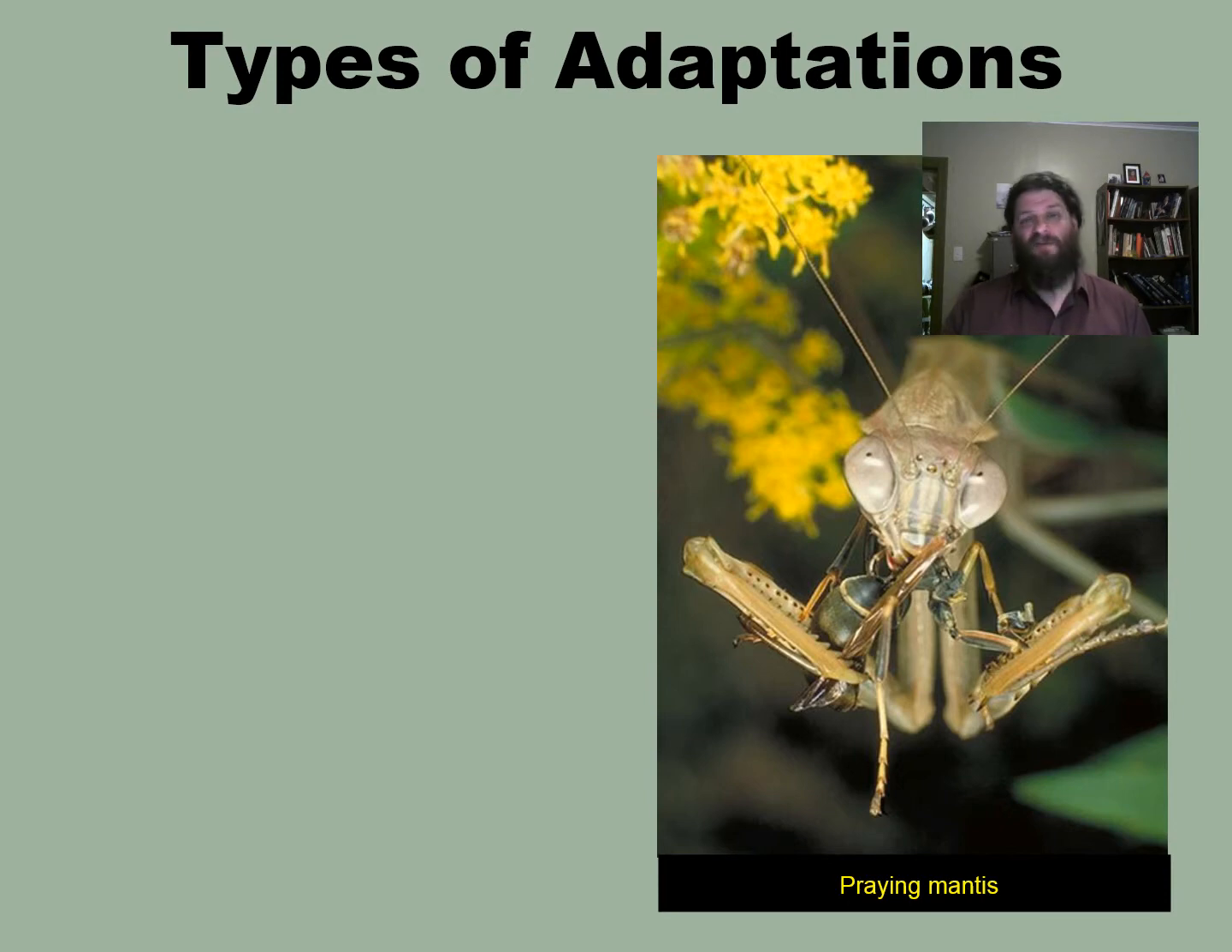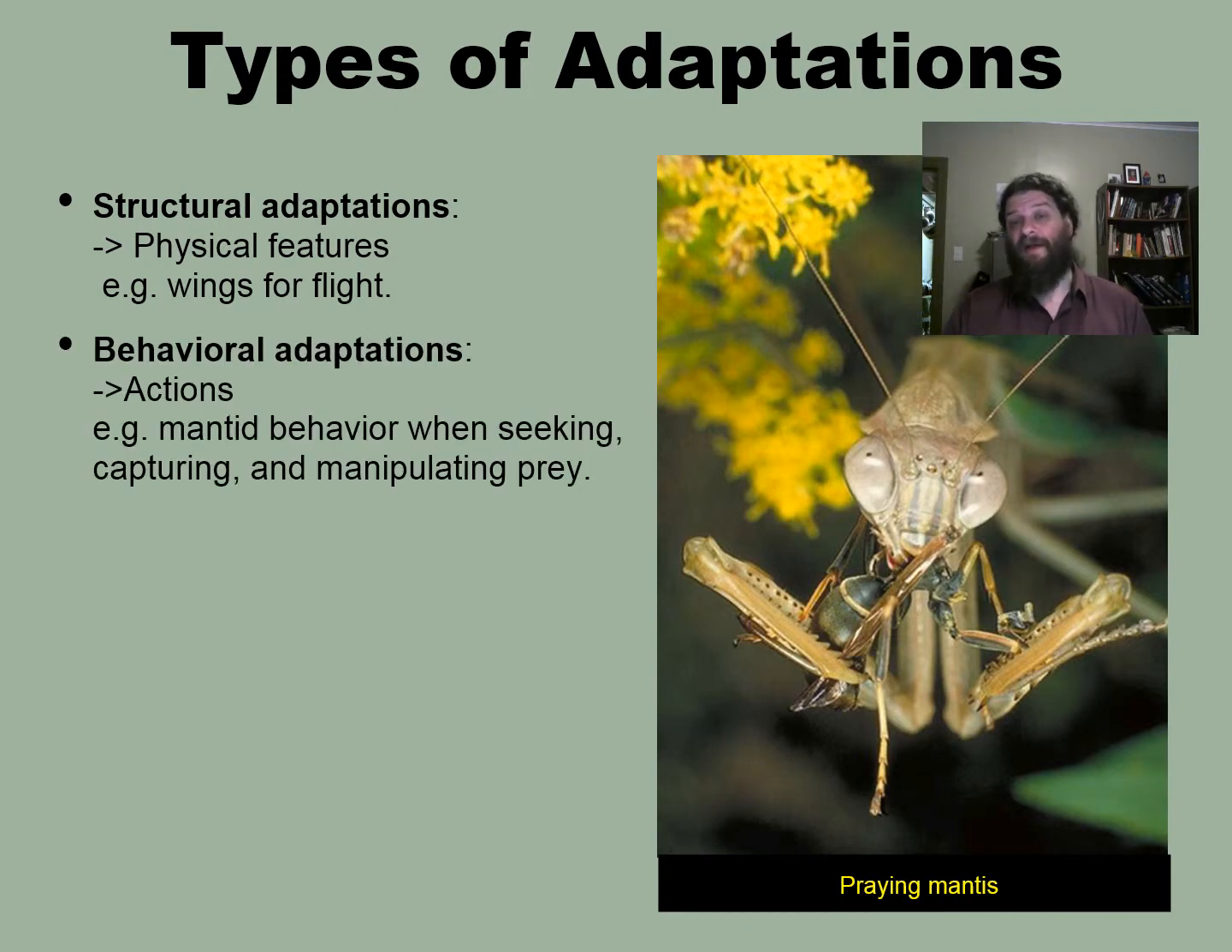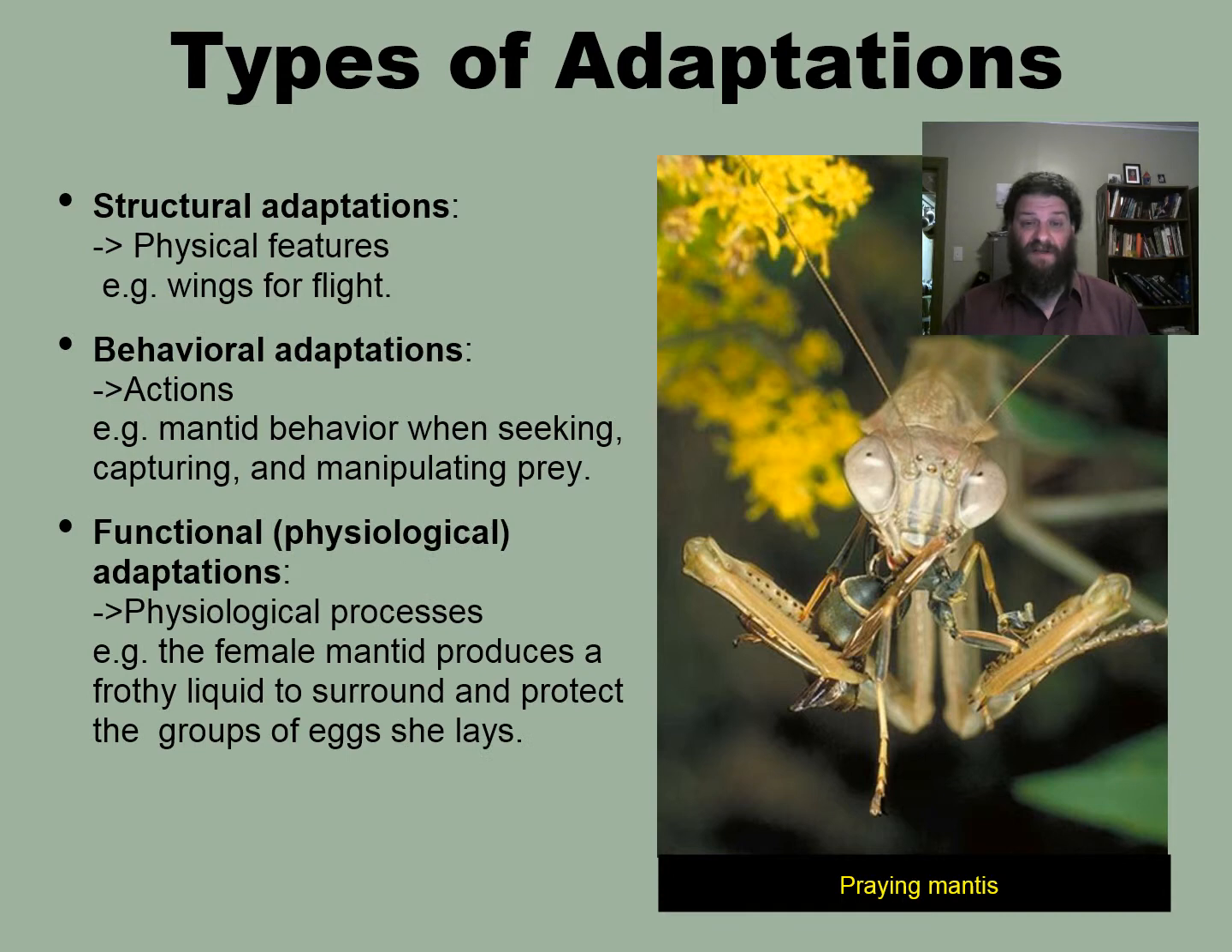The praying mantis provides us with another example of different types of adaptations. Praying mantises are flighted. They do have wings, and that's a structural adaptation of having wings, being able to fly. But they can sit very still for a very long period of time waiting for prey to come close enough, and that is a behavioral adaptation that they have. Physiologically, the female mantid produces this goo that goes around the eggs and that protects the eggs that she lays.